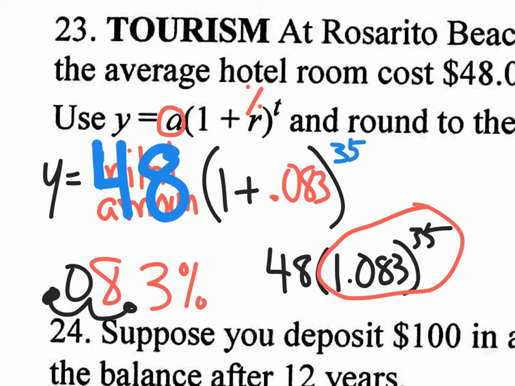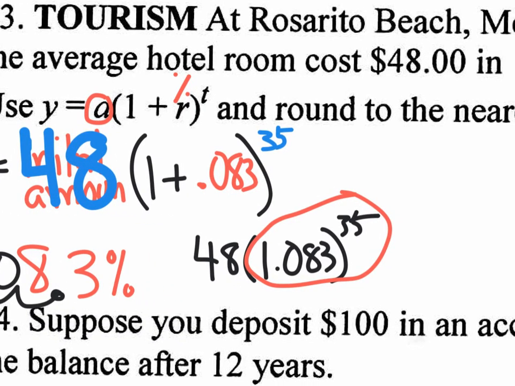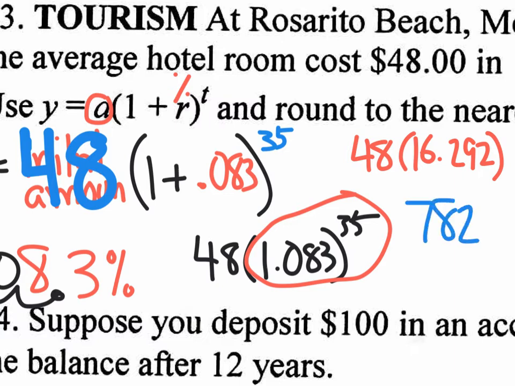So if you do this correctly on a calculator, you should get 16.2928. Okay. So let me just rewrite the whole thing. We have the $48 that we need to multiply by the answer of 1.083 to the 35th power, and I got 16.292. Anyway, let's now multiply that answer, 16.292 times 48. So just hit times 48 on your calculator, and you will get the ridiculous amount. Okay, this is not true, but yeah, $782.05.